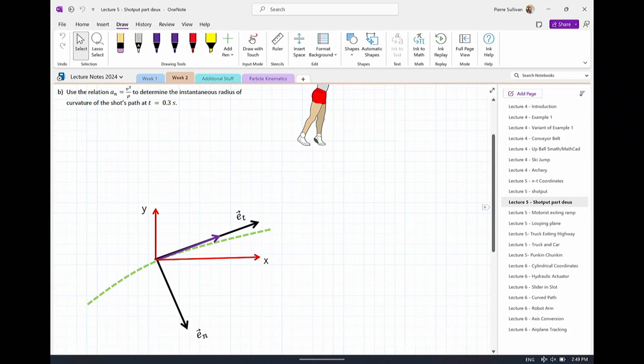So I know my xy coordinate, because i and j always stay in the same direction. X is pointing positively to the right, y is pointing positively up. The tangential component is going to be the resultant of v sub x and v sub y, and it will point in the direction of v. So that purple arrow would be v e sub t of the entire system.